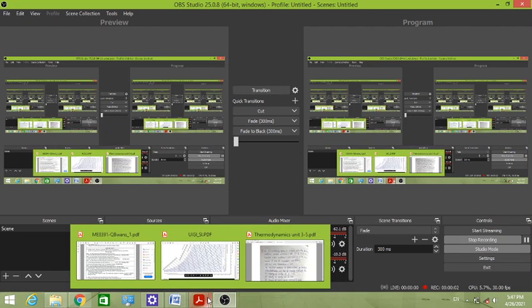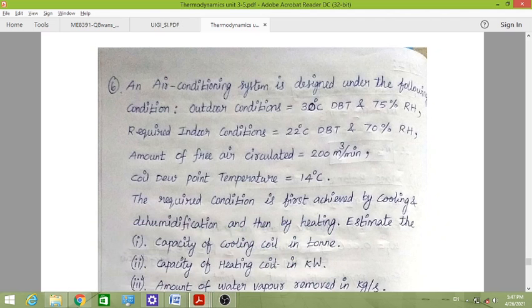Welcome back to the fourth session of psychrometry. In this session, we will discuss an important problem related to psychrometry, the most important repeated problem. So, I'll write out the problem.